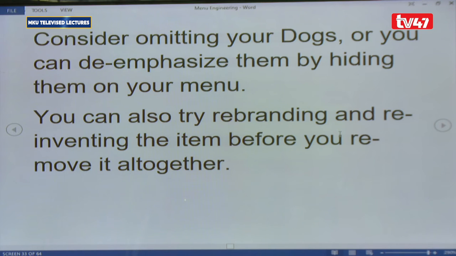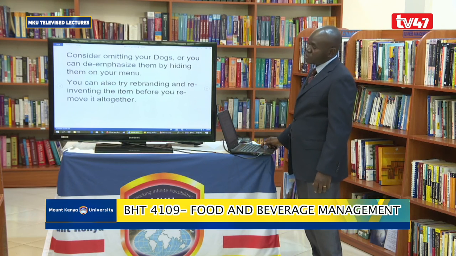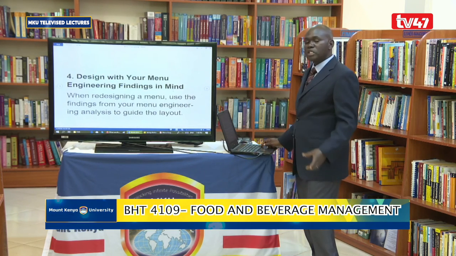Now, what you need to do with the dogs is simple. Consider omitting the dogs. Alternatively, you can de-emphasize them by hiding them on your menu. Equally, you can try rebranding and reinventing the item before you remove it altogether. Those are some of the options you have with the products we regard as the dogs. So you are done with the matter of categorizing.